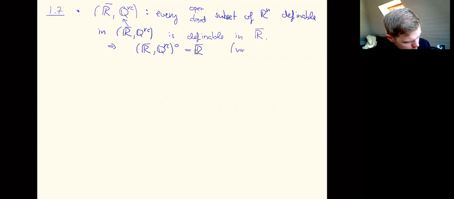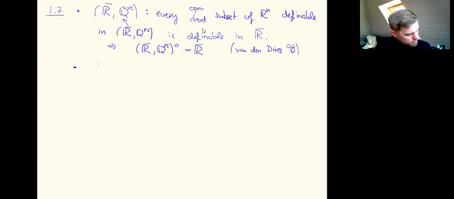This is done in the paper of Lau from 1999, where he studies dense pairs of O-minimal structures. If you look at this, these are both real closed fields, so both are models of RCF. And so it's an example of dense pairs of an O-minimal theory, in this case the real closed fields.